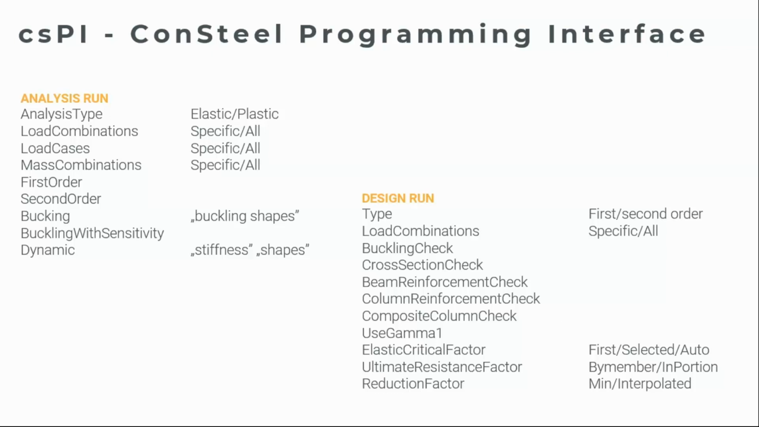You can set the parameters you find on the design dialog in ConSteel, so you can set the elastic critical factor, which alpha critical value should be used when you run the global stability check. So the first and lowest alpha critical value should be used, or what is selected during the analysis, or automatic, which is the sensitivity based global stability design. You have to set whether the ultimate resistance factor should come from member or from portion, and also you have to set how the reduction factor should be evaluated.